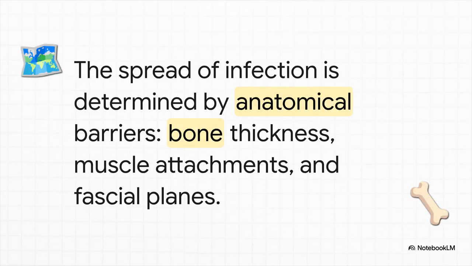Now, this is a really important concept to get. The spread of a dental infection is not random. It follows a very predictable map that's laid out by our own anatomy. Things like how thick the bone is, where muscles attach, the fascial planes, these all act like highways and roadblocks that dictate exactly where an abscess is going to go.